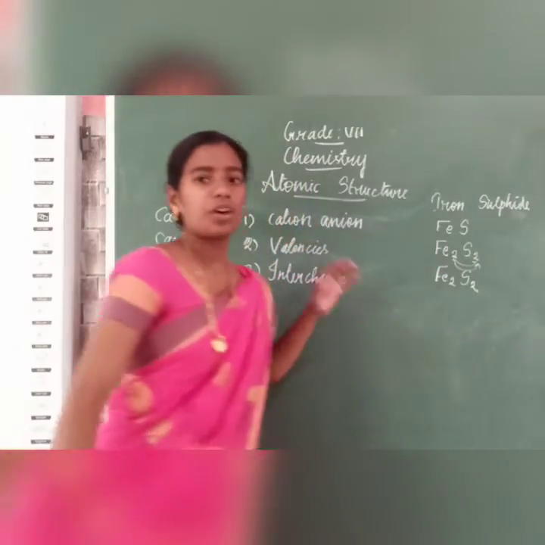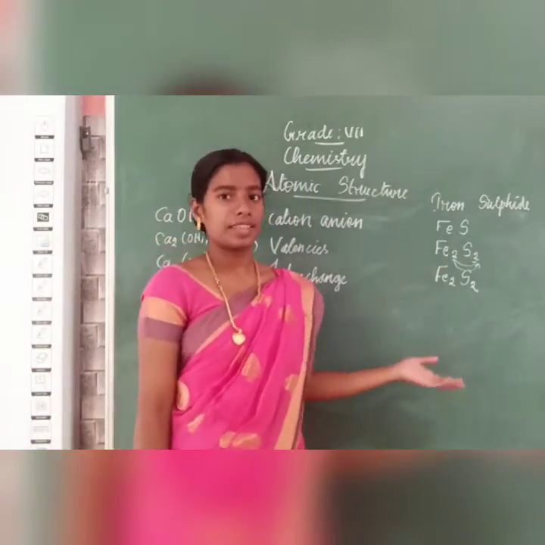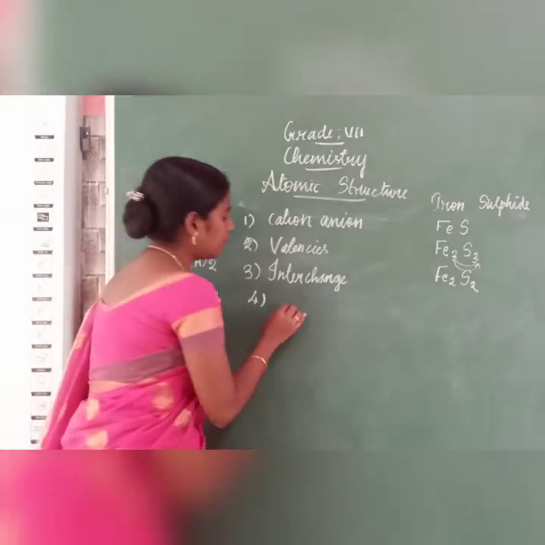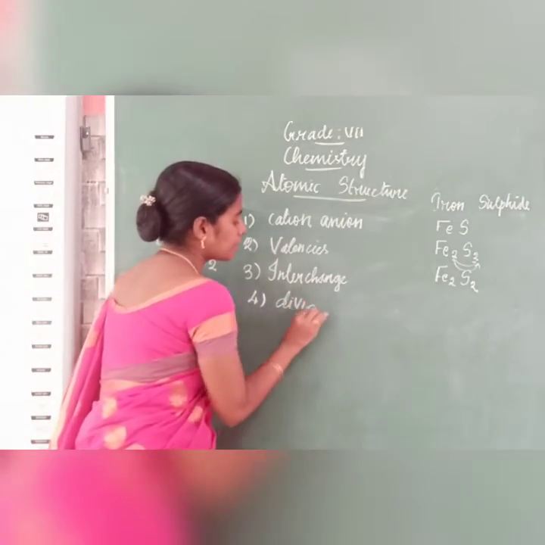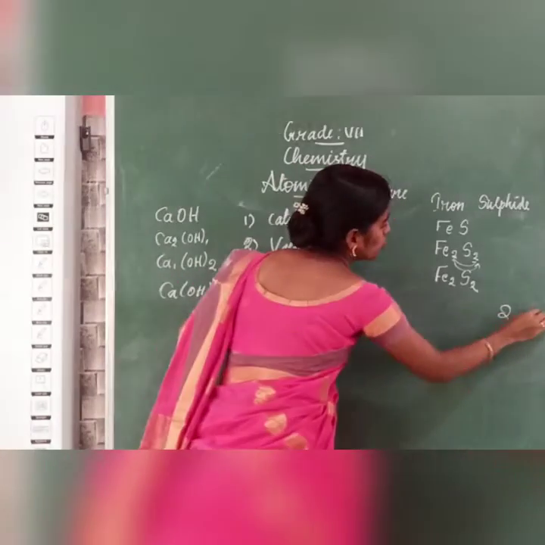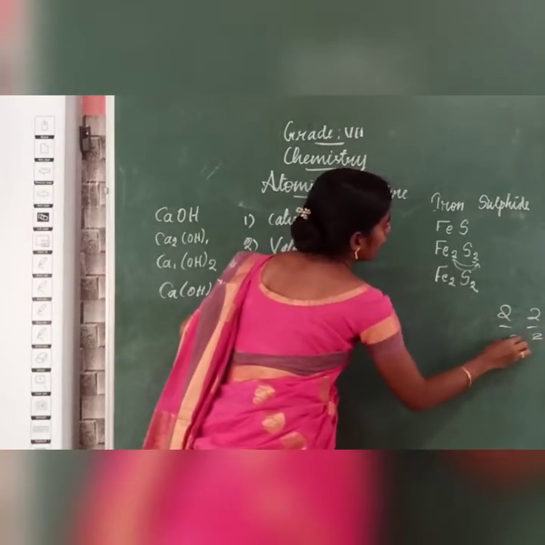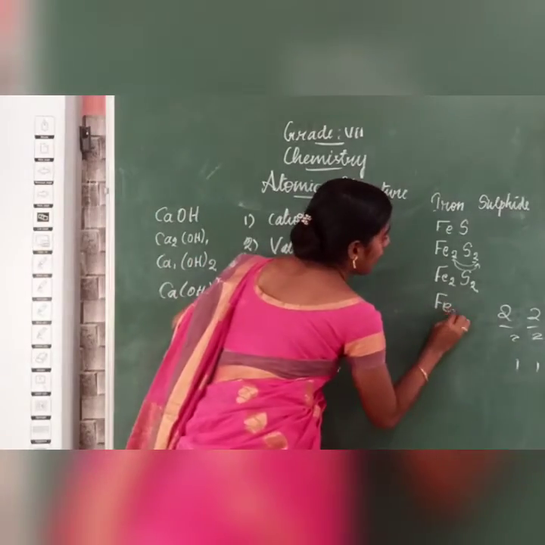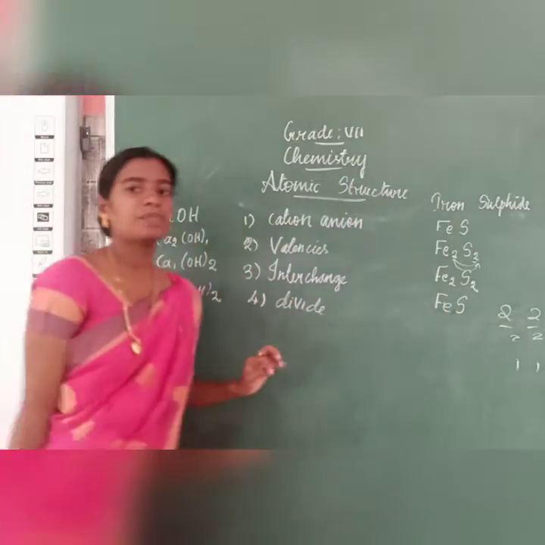Fe2S2. Now you have interchanged the valences. Finally you have to divide by a common factor. See here both are 2, 2. So you can divide this 2 by 2, 1, 1. So the chemical formula for iron sulfide is FeS.